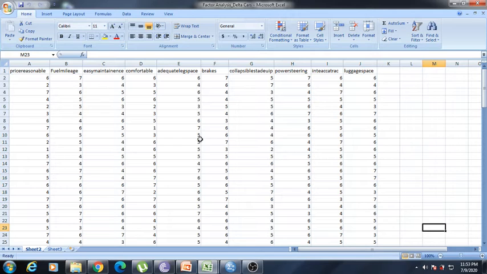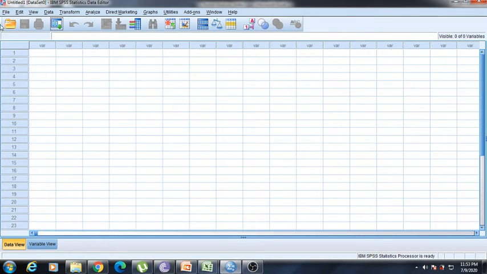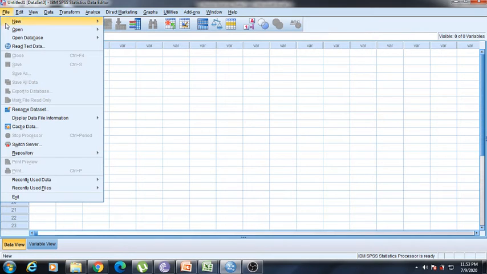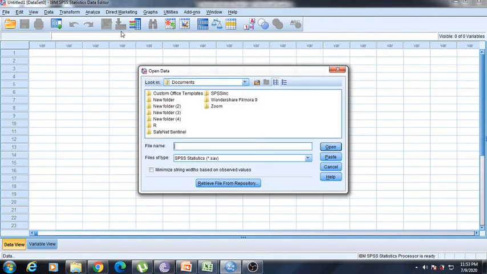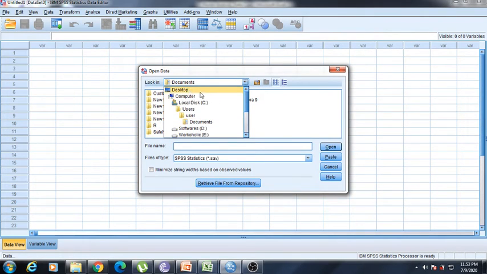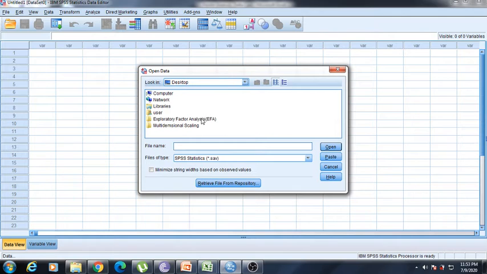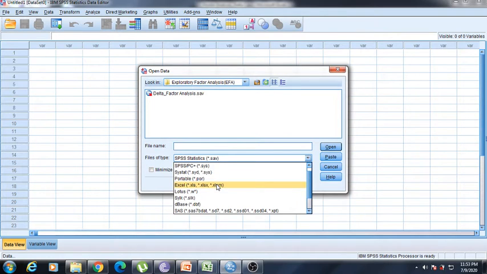So we'll import this data into SPSS for the analysis. We'll go to File, then Open, then Data, then our data is on the desktop. So we'll go to the desktop. On the desktop, our data is in the exploratory factor analysis folder, and it is in .sav format, but our data is in Excel format. So we'll click here, Excel.